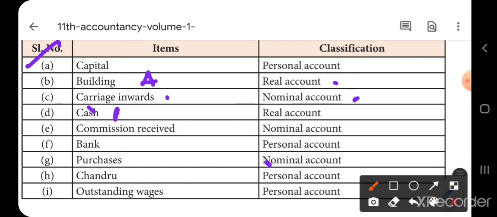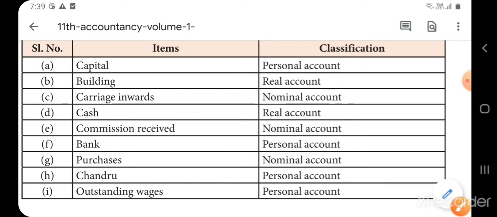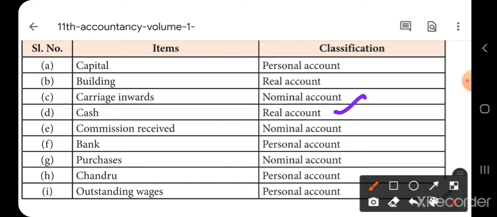Next, cash. Cash is an asset. So all assets are grouped under real account. Okay. Next, commission received. You are receiving some commission. So all transactions you will analyze from the business point of view. Okay. So when the business receives some commission, it is an income. All incomes will be categorized in nominal account.